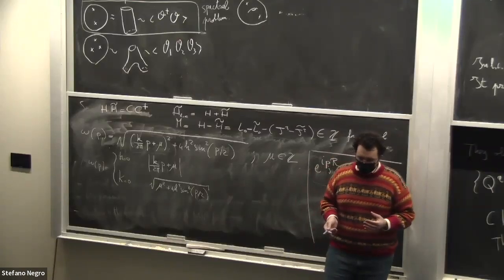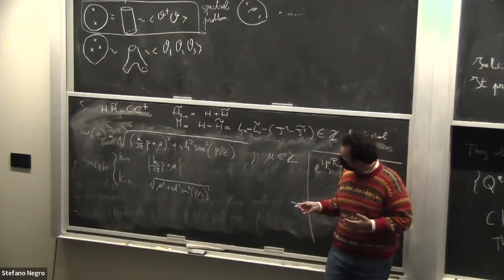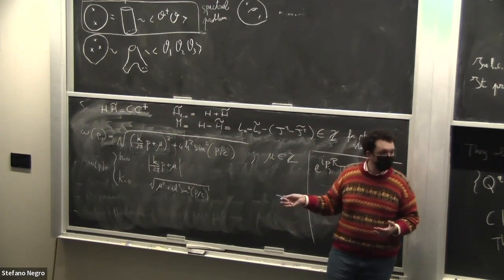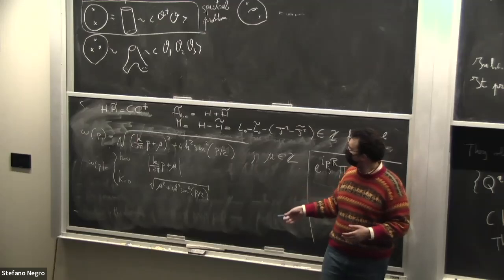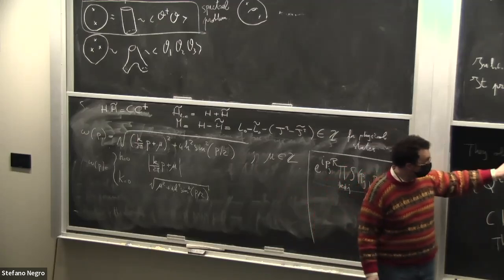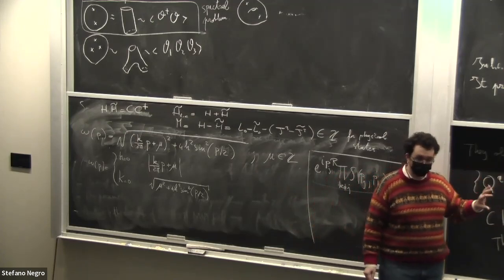What you find is that of these 8 bosons and 8 fermions, 4 bosons and 4 fermions have mu equal to 0. 2 bosons and 2 fermions have mu equal to +1. 2 bosons and 2 fermions have mu equal to -1. And they transform in certain representations of this algebra, which you can construct.